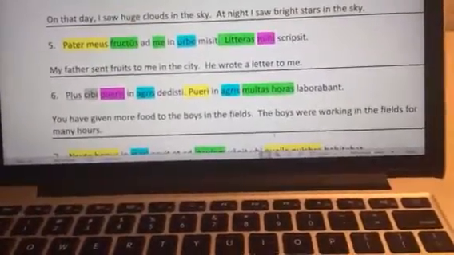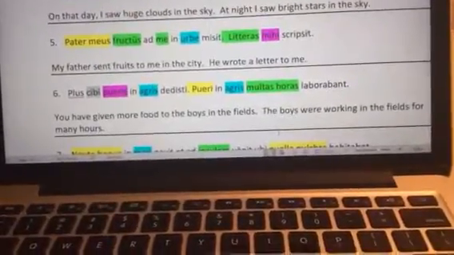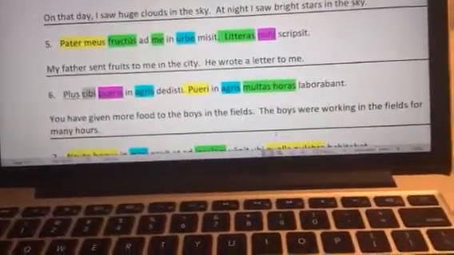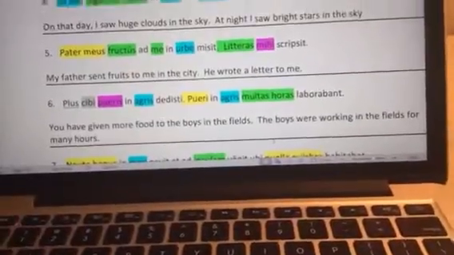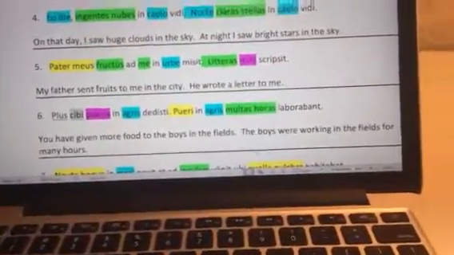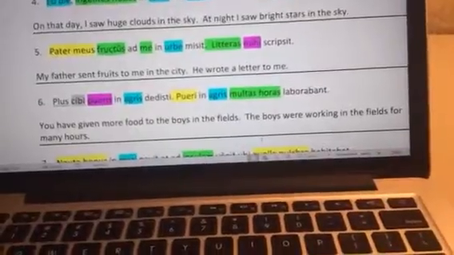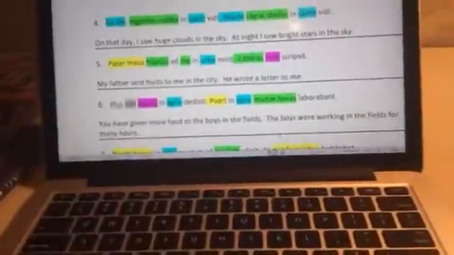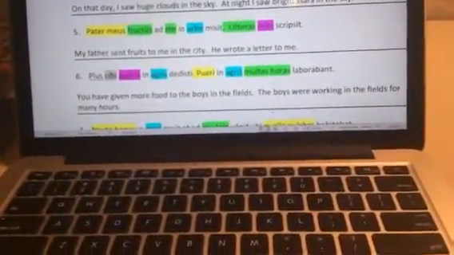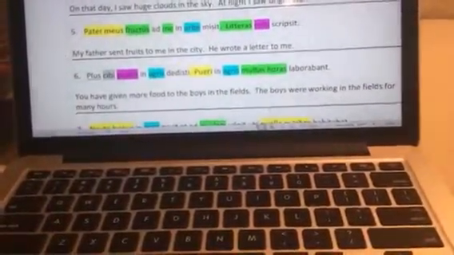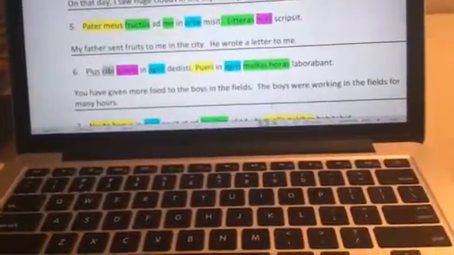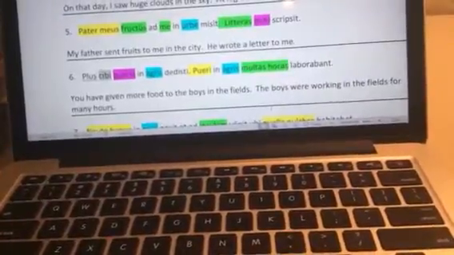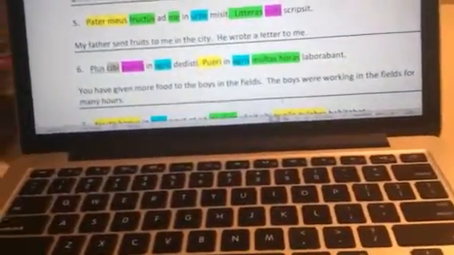You could do the dative, actually I've seen both. In the city, in the ablative city. And then litteras mihi scripsit, you write to a dative. So he wrote, or scripsit, a letter, litteras, which has to be plural, mihi, to me. Then we have plus cibi pueris in agris dedisti. Let's stop there. So the subject, we don't have a yellow in that section. The subject is from dedisti, it's you singular. So you have given, or you gave.